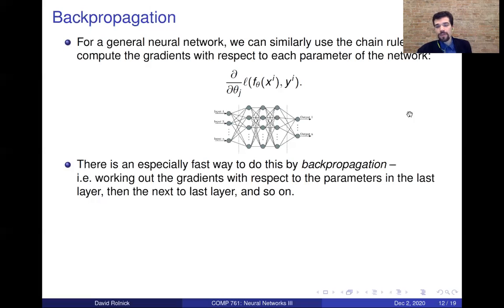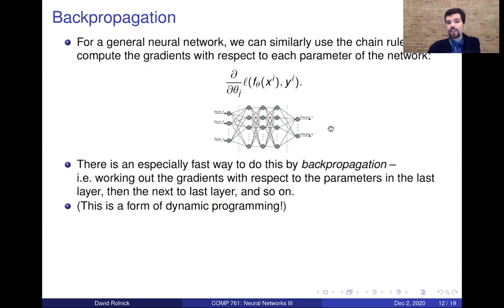And if this reminds you of something, it's because it is actually dynamic programming. Backpropagation is a form of dynamic programming where you do something very efficiently by storing all of these gradients, then storing all of these gradients, then storing all of these gradients, and by computing them in the correct order, you can save yourself a lot of computational power. So you can actually compute all of the gradients quite efficiently. Other questions?